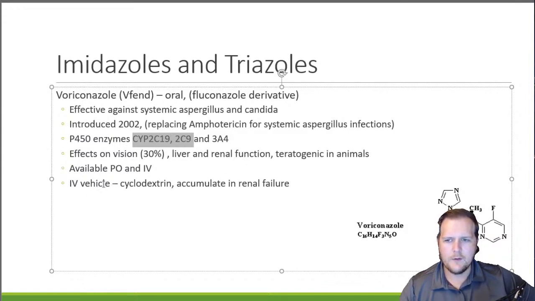It's kind of interesting though that the IV product, we like to get patients off of the IV product as best we can, because in order to get voriconazole into solution, we have to combine it with something called a cyclodextrin, which is kind of like a product that's a circular structure that the drug itself can kind of fit in the middle of.